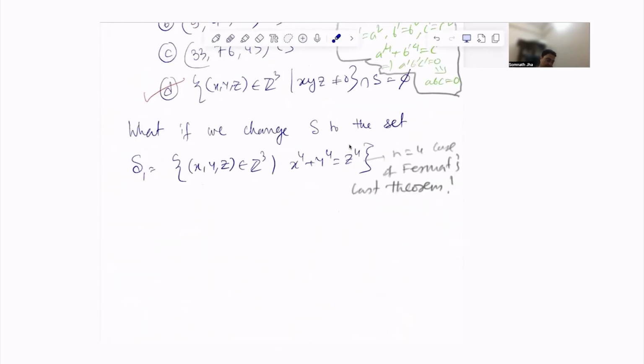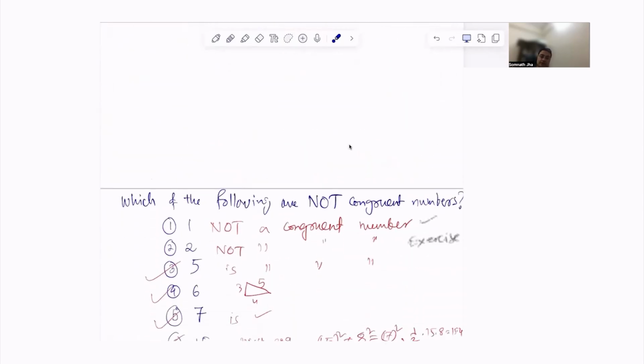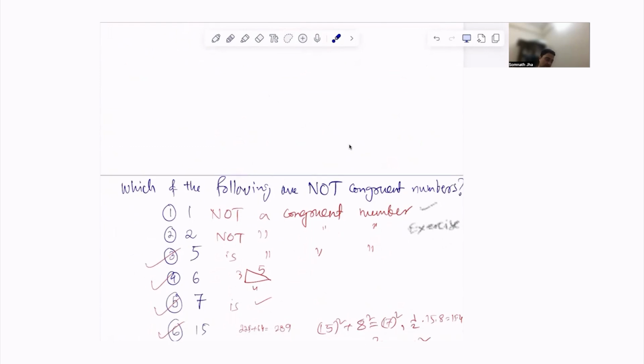So then we do two exercises. 5 and 6 are congruent numbers, that is easy. 7 is a congruent number, I showed you the triangle. Next is 15. So we know 15 squared plus 8 squared is 17 squared, using some identity or trial and error. And half into 15 into 8 is 60. So 60 is a congruent number.